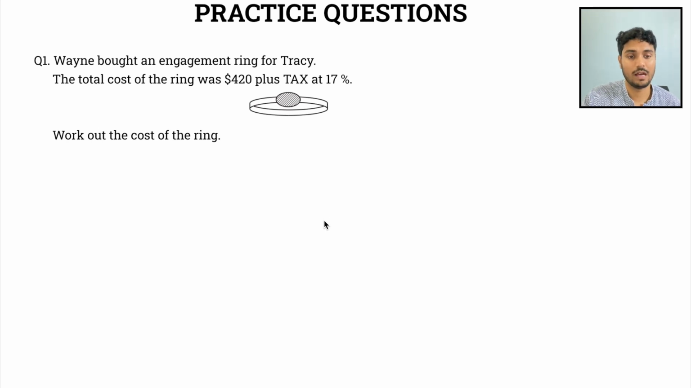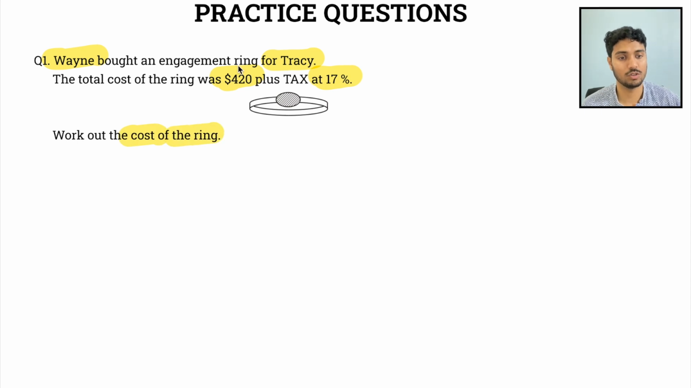I suggest you should have a pen and paper and start solving questions with me, and that's how you'll be able to practice all the questions while watching the video. So question number 1, it says, Wine bought an engagement ring for Tracy. The total cost of the ring was $420 plus tax at 17%. Work out the cost of the ring.